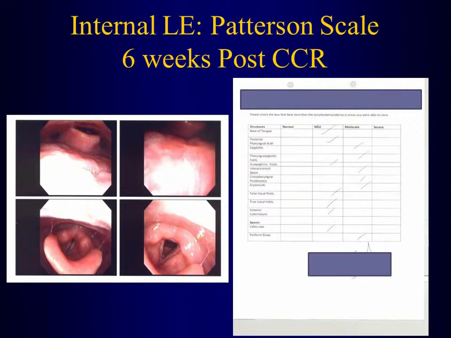There is a system for grading internal lymphedema, and that is the Patterson Scale. And the Patterson Scale is graded during endoscopic evaluation, and there are a number of sites and a number of spaces that are evaluated, and you will grade as none, mild, moderate, or severe tissue swelling.